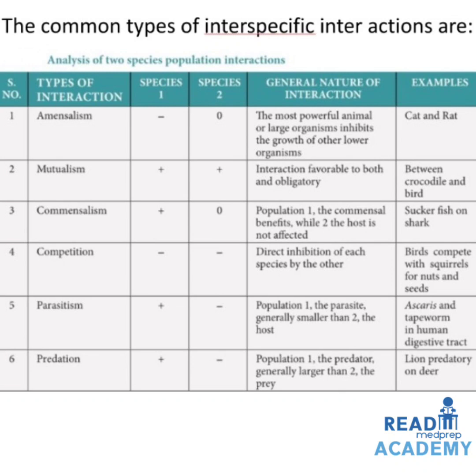Parasitism, where one species is benefited and species 2 is affected. Population 1, the parasite, is generally smaller than population 2, the host. Example: ascaris and tapeworm in the human digestive tract. Predation, where species 1 is benefited and species 2 is harmed. Population 1, the predator, is generally larger than population 2, the prey. Example: lion predatory on deer.